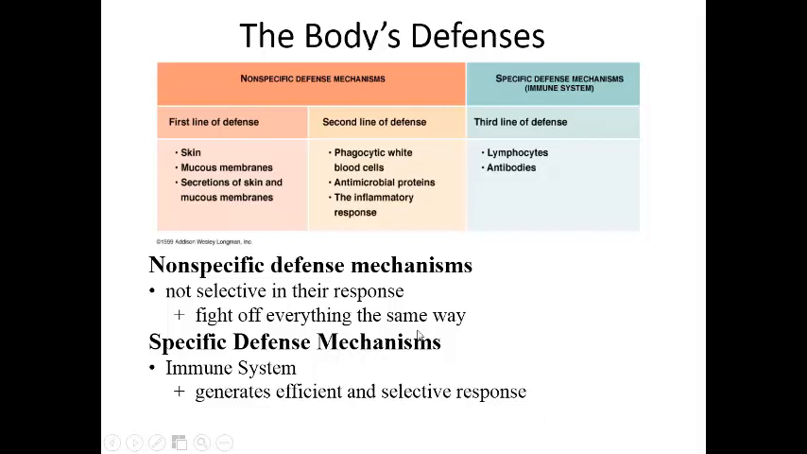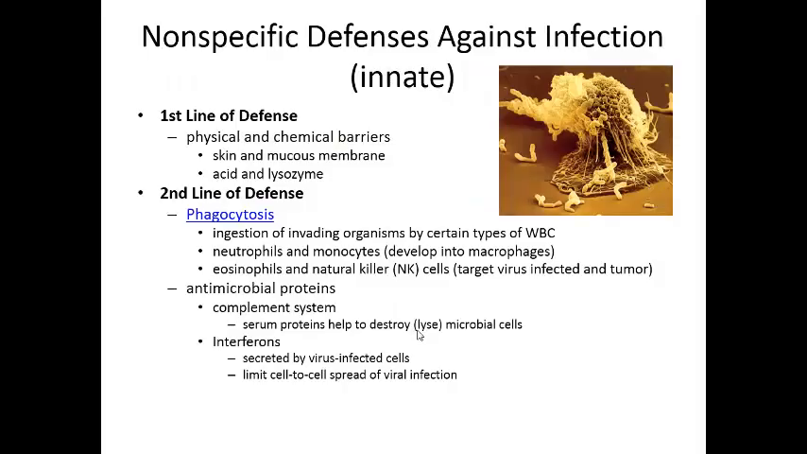Welcome to AP Biology. This video is on innate immunity, also called the non-specific defense. The major difference between innate immunity and adaptive immunity is that innate immunity is non-selective. The mechanisms used are going to fight off all foreign invaders the same way. The specific defense, also called the immune system, is going to be extremely selective over which foreign invaders it targets. This video is going to concentrate on innate immunity.